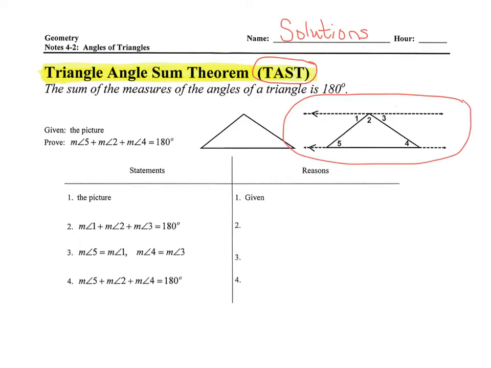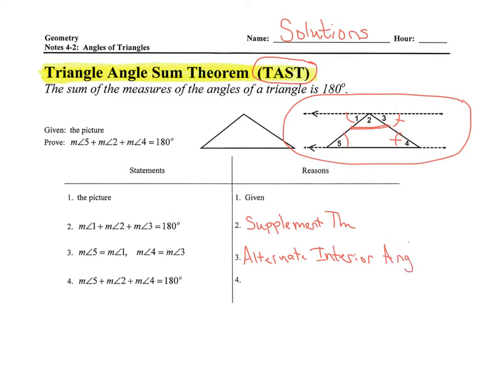So given the picture, we know that the measure of angle 1 plus the measure of angle 2 plus the measure of angle 3 add to 180 degrees, and that's by the supplement theorem. Also looking at the picture, we know that alternate interior angles are congruent when you have parallel lines. So these are parallel lines, so the measure of angle 5 equals the measure of angle 1, and the measure of angle 4 equals the measure of angle 3 by the alternate interior angle theorem. So write down alternate interior angle theorem.